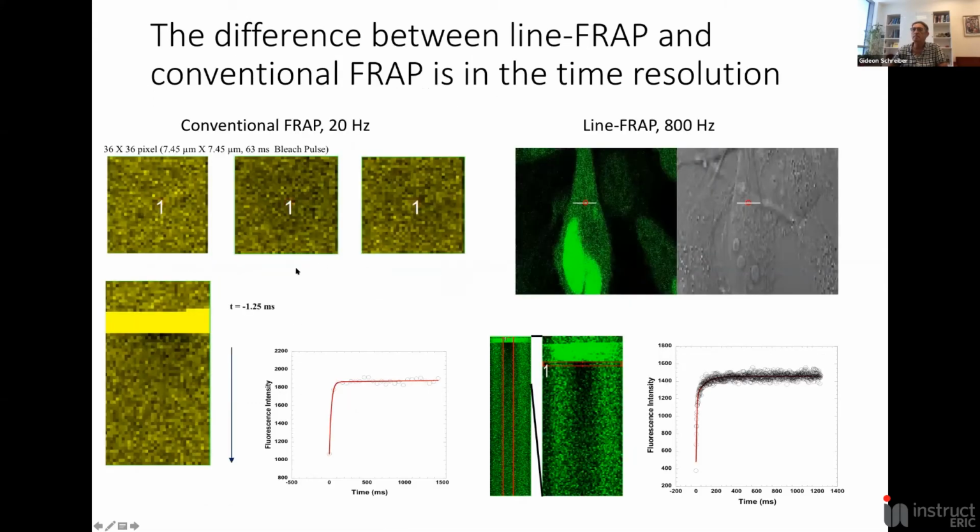So this is now a comparison of Line-FRAP with the conventional FRAP. And I think the biggest difference really is that in Line-FRAP, you see, we only scan a line. In a conventional FRAP, we are actually measuring a whole square. Now, the difference is that in Line-FRAP, we can do the scanning much, much faster. And we can do it in about a millisecond per scan, which means that we get results very rapidly.